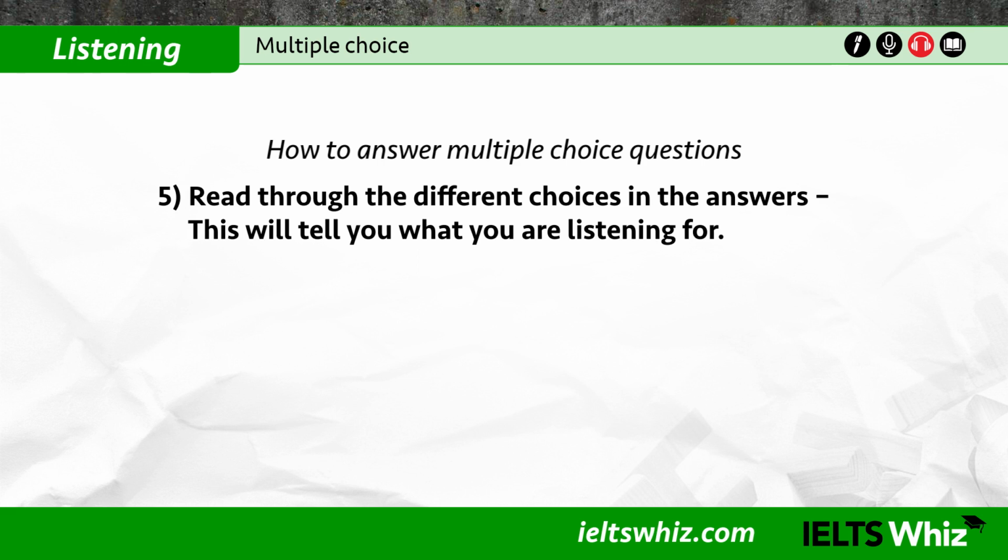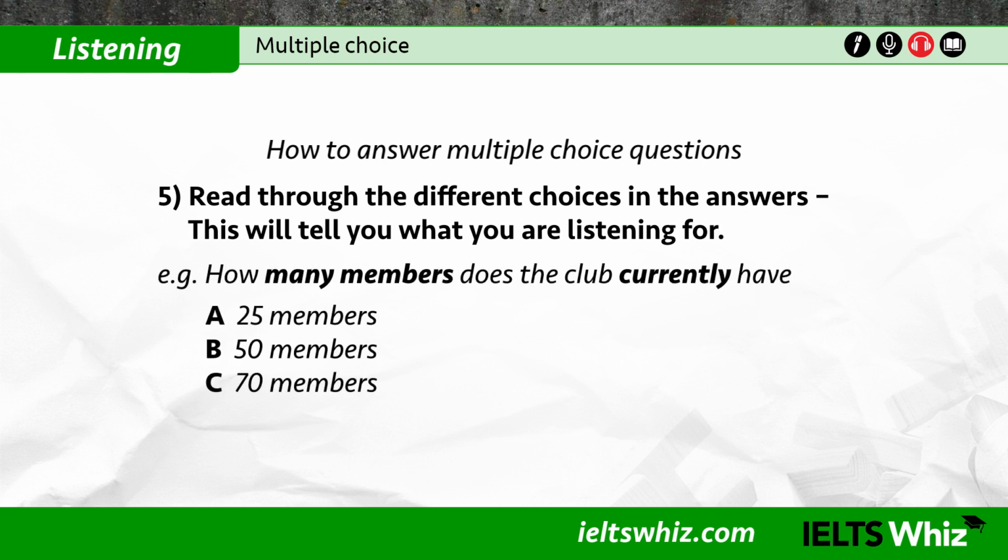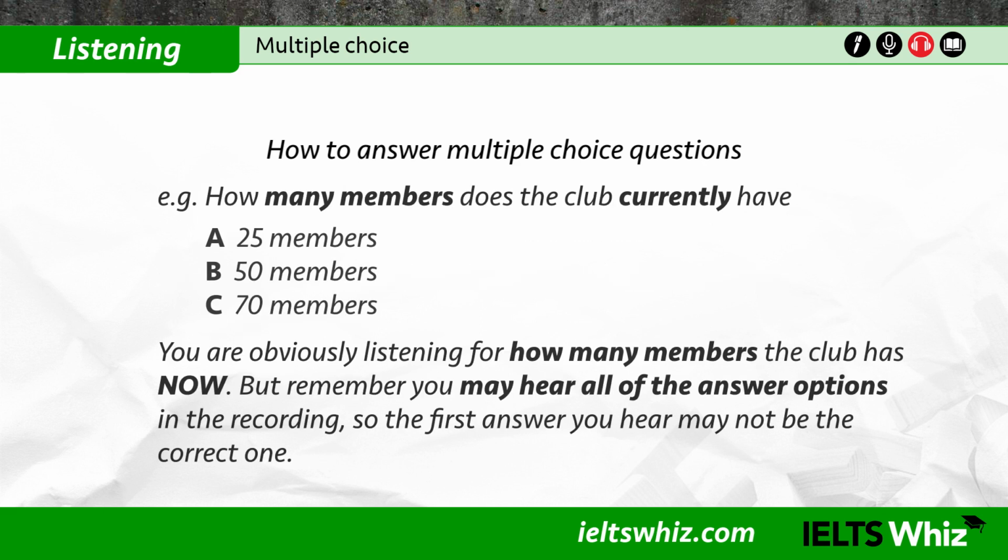Read through the different choices in the answers. This will tell you what you are listening for. For example, how many members does the club currently have? 25, 50, or 70 members? You are obviously listening for how many members the club has now. But remember, you may hear all of the answer options in the recording, so the first answer you hear may not be the correct one.